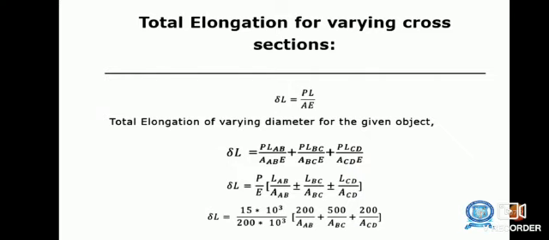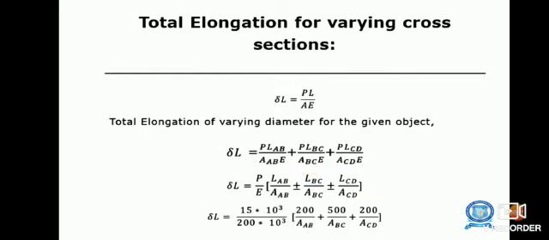You can see that the load and Young's modulus are common for all three portions, so you can take them outside of the bracket. Change in length del L is equal to P by E, open the bracket, length of AB divided by area of AB, plus length of BC divided by area of BC, plus length of CD divided by area of CD. The load is a tensile load, so we take the sign as positive.